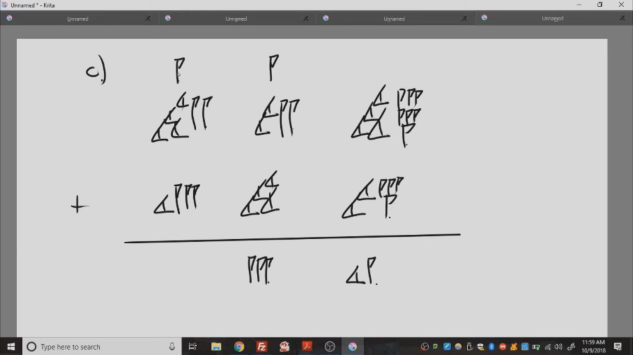Then in the last column, I have 1 plus 42, so that's 43. 43 and 13. 56 can fit. And we're done.